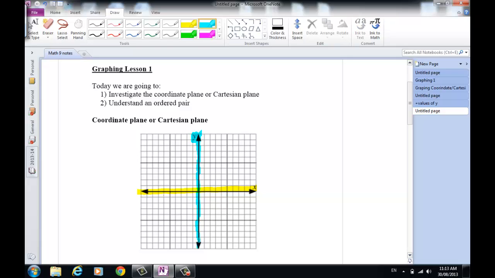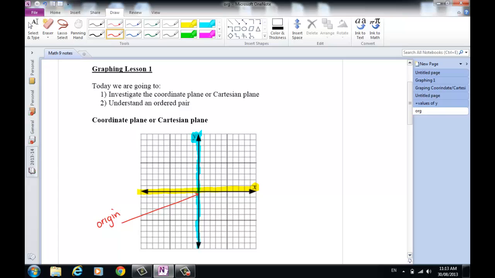Notice that they're both labeled. We have x and y there. And we also have this special point here. It's called the origin. And this occurs where the values of x and y are actually both 0. We do have a positive side and a negative side to both axes.